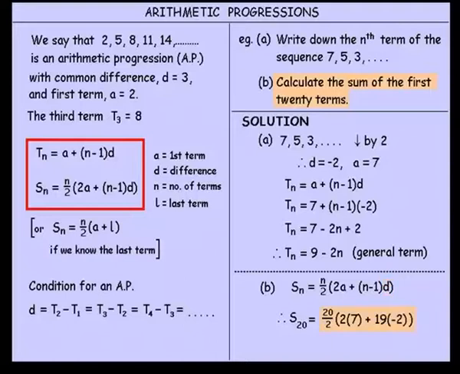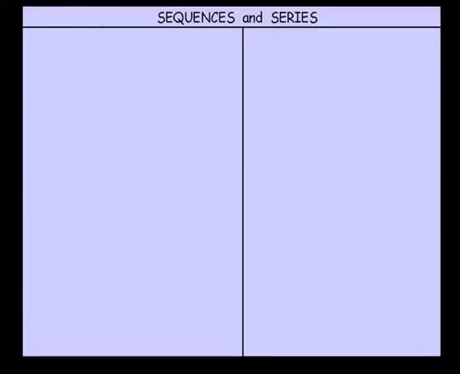So if that simplifies, we work that out on the calculator. It works out nicely to be negative 240. Excellent. Let's look at another example now on sequences and series.